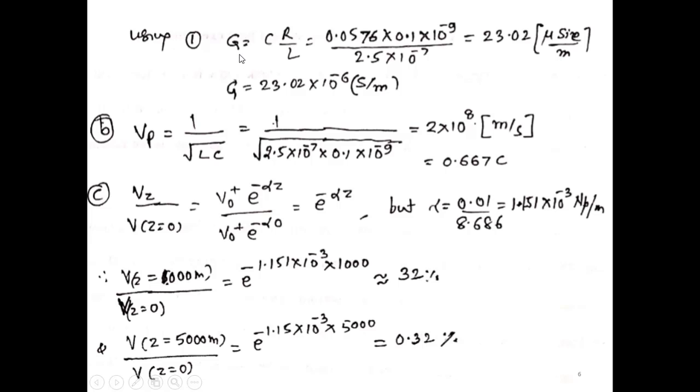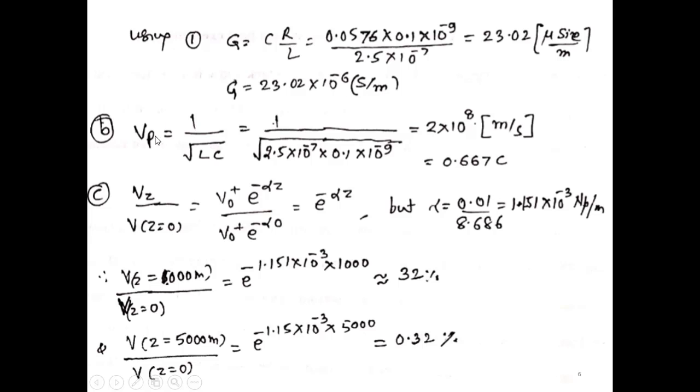Next, from the R by L is equal to G by C equation, we'll get G is equal to C into R by L. So L is 2.5 into 10 raised to minus 7, C is 0.1 into 10 raised to minus 9, and R is equal to 0.0576. If you simplify this, you will get 23.02 micromho per meter.